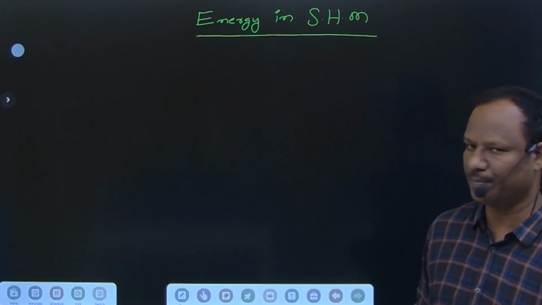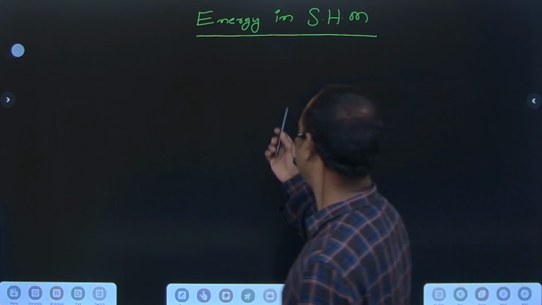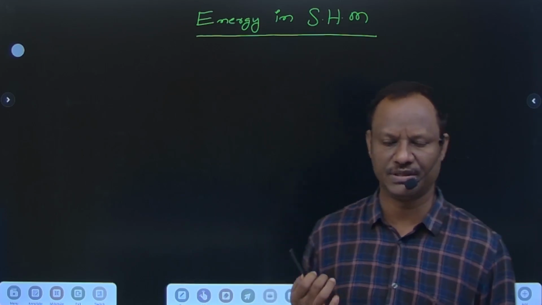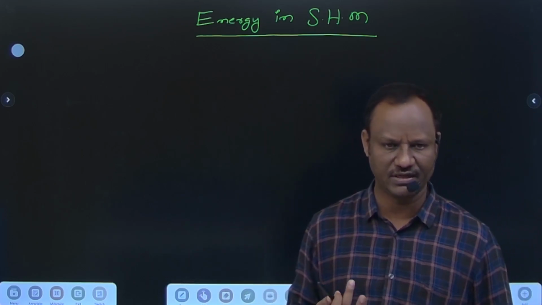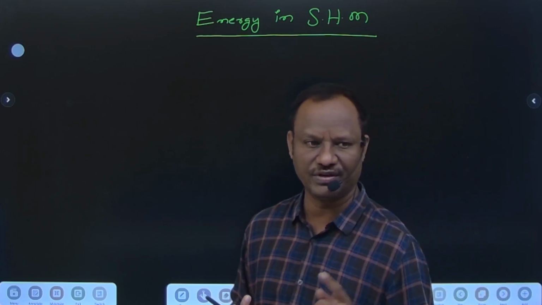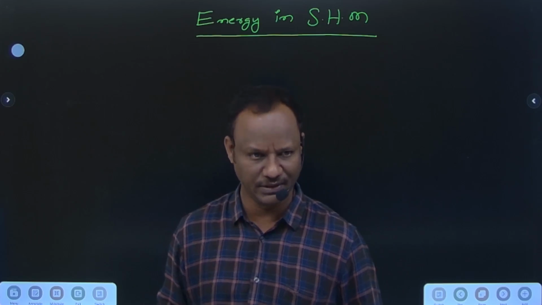Energy of a particle executing simple harmonic motion. Energy may be kinetic energy or potential energy. First, if we talk about kinetic energy, where is the kinetic energy maximum? Kinetic energy is maximum where velocity is maximum. Where is velocity maximum? At the mean position.